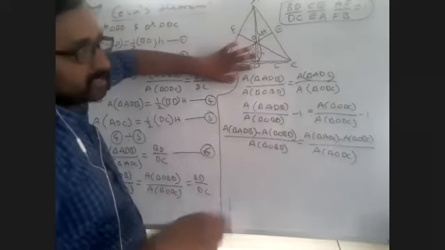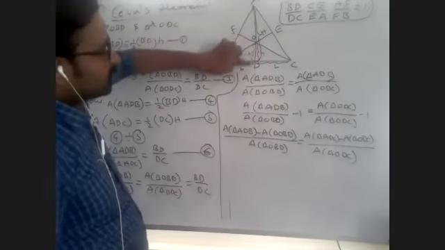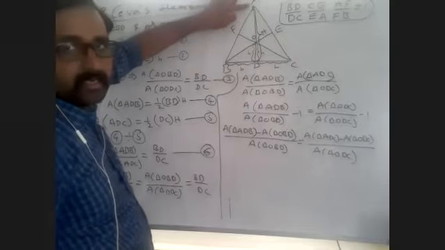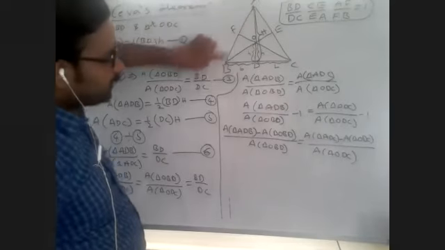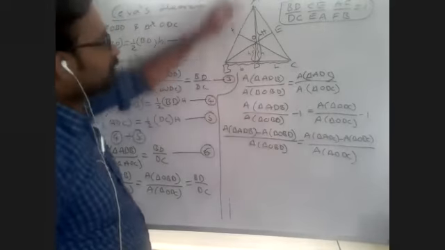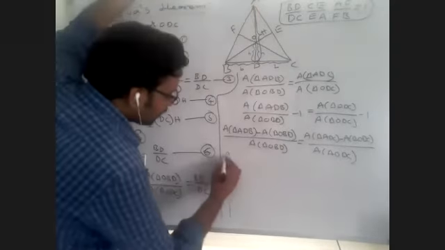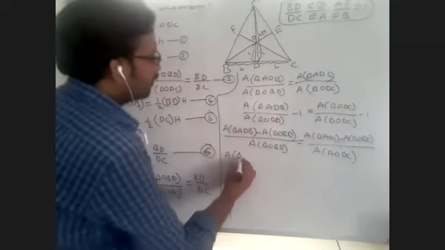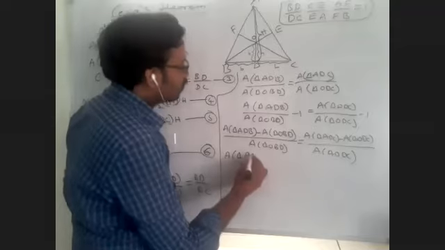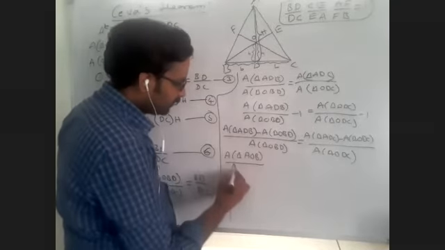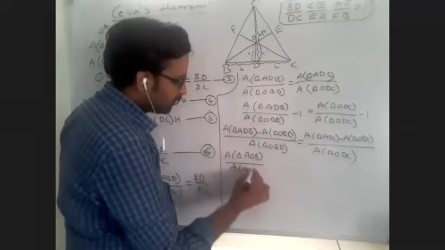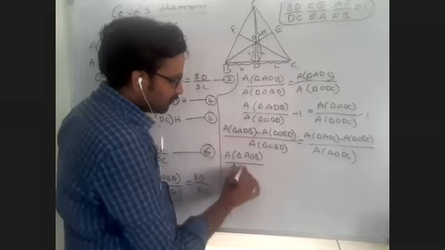OBD we are subtracting from this triangle ADB. Then what you will get? AOB. Then you will get area of triangle AOB by triangle OBD, as usual.